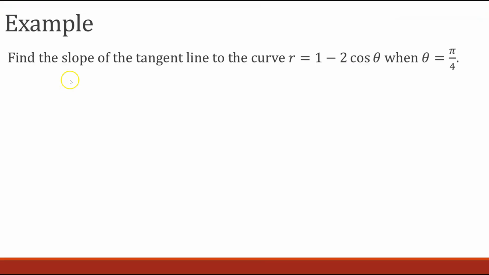All right, so let's do an example. Let's find the slope of the tangent line to the curve r equals 1 minus 2 cosine theta when theta is equal to pi over 4. So we'll start by saying we want to find dy dx. All right, well, that's dy d theta over dx d theta.